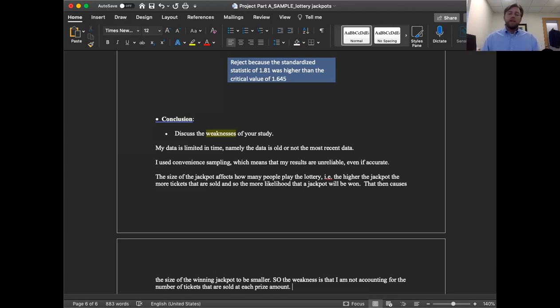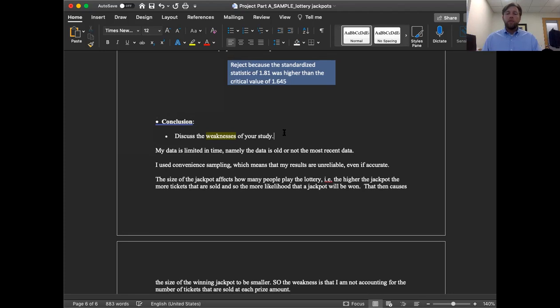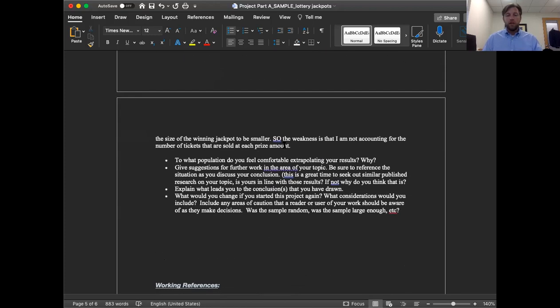So my point is, when we talk about weaknesses of your study, you want to look at the factors that may have influenced your data that you're not specifically measuring or accounting for when you collect your data. It doesn't mean that there's anything wrong with your project or your data. It's just what factors there are that you maybe haven't accounted for. That's a weakness, and you would want to discuss that.